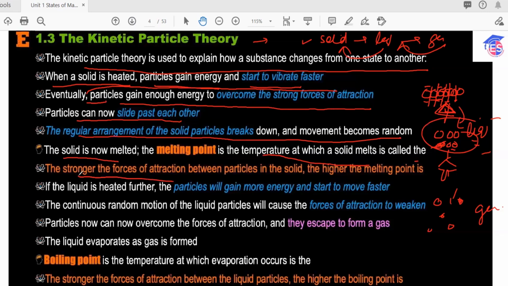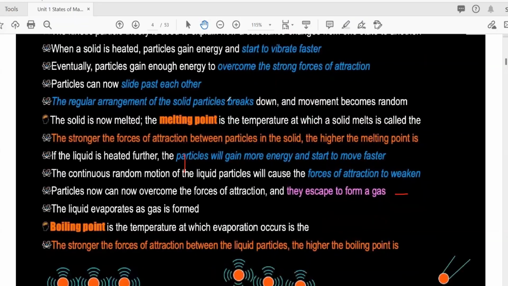The stronger the force of attraction between the particles in the solid, the higher its melting point. It means if the solid particles have more force of attraction, they need more energy to separate them. When you heat a solid, the particles move away from each other, so then it is known as liquid. In the same way, when you have a liquid and you continue heating that liquid, the liquid particles move more away from each other.